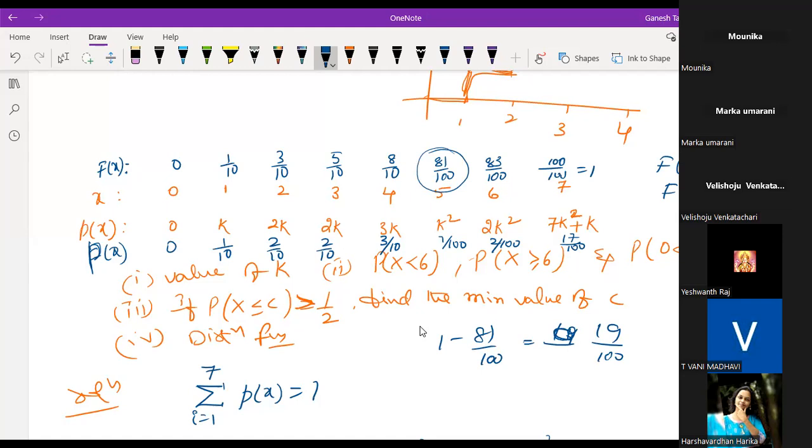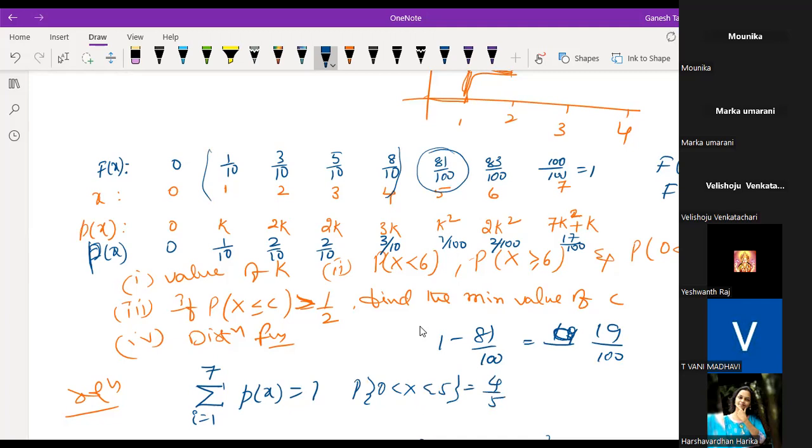So here you can get the probability of 0 less than x less than 5, which means x is equal to 1, x is equal to 2, and so on. So there you can get it is 4 by 5.